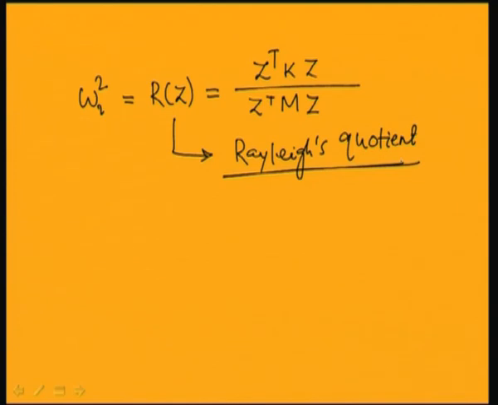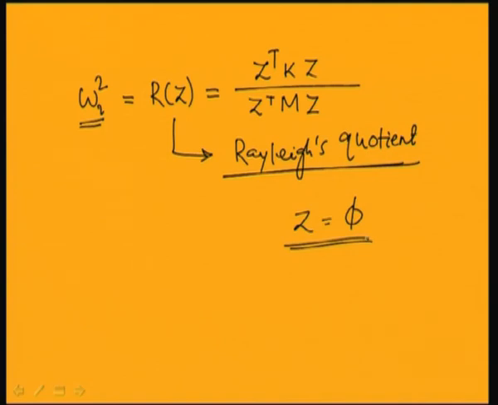So, when you are taking this z as the approximate function or approximate vector, then this is known as the Rayleigh quotient. This Rayleigh quotient will be equal to the actual eigenvalue of the system when z equals phi. So, when z equals phi, the Rayleigh quotient will be reduced to the eigenvalue of the system.